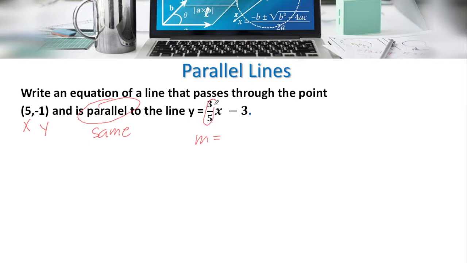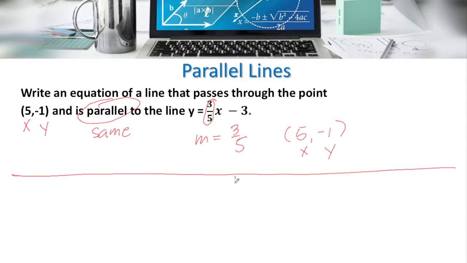The slope of the equation is 3/5, and the given point is (5, -1), which is x and y. Again, you can write this equation in two ways. The first one is using the point-slope form, which is y minus y1 equals m times x minus x1.